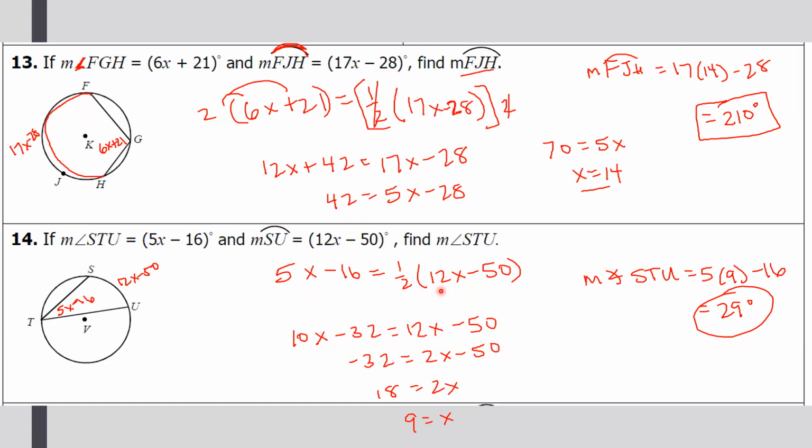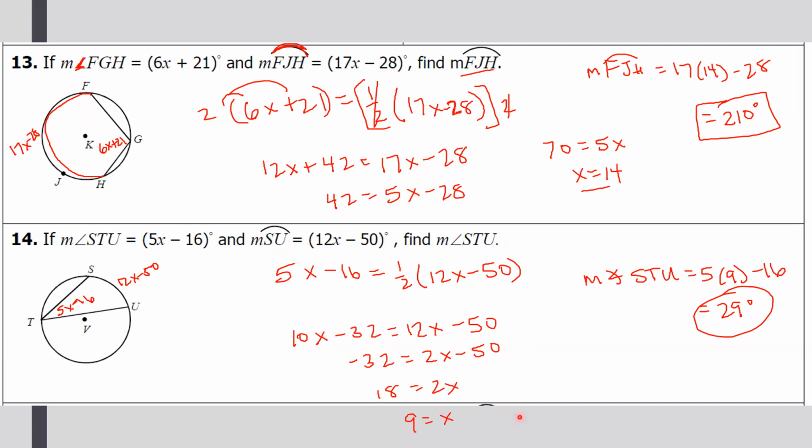I multiplied both sides by 2 to get rid of my fraction. So when I multiply the left side by 2, I get 10x minus 32. And multiplying the right side by 2 cancels out the 1/2, leaving me with just 12x minus 50. I subtracted 10x from both sides, so I got negative 32 equals 2x minus 50. Added a 50 to both sides, and then divided by 2.